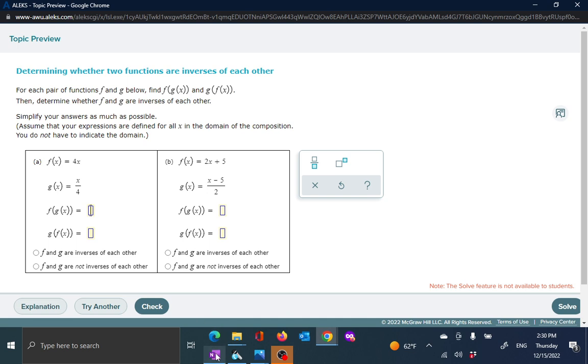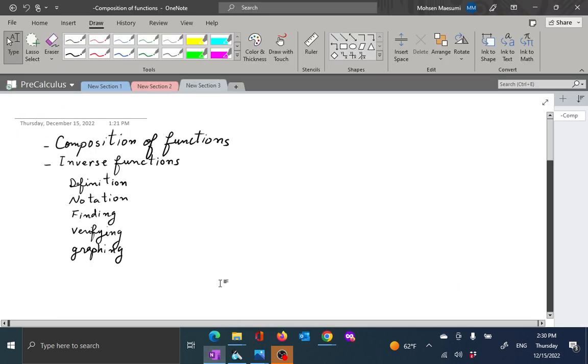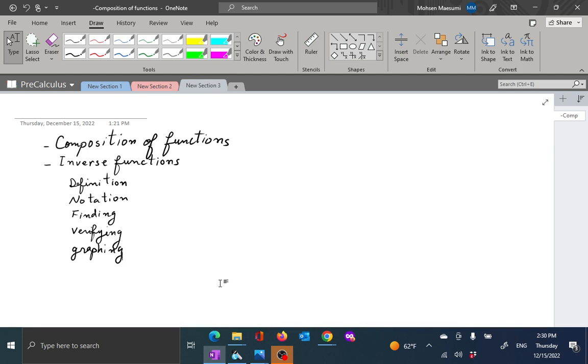So here are the topics we are going to talk about: composition of functions, and then inverse functions. Under inverse functions, we are going to talk about their definition, the notation we are going to use, how do we find an inverse function, how do we verify that something is inverse of something else, and what is it that we need to know about the graphs of inverse functions.